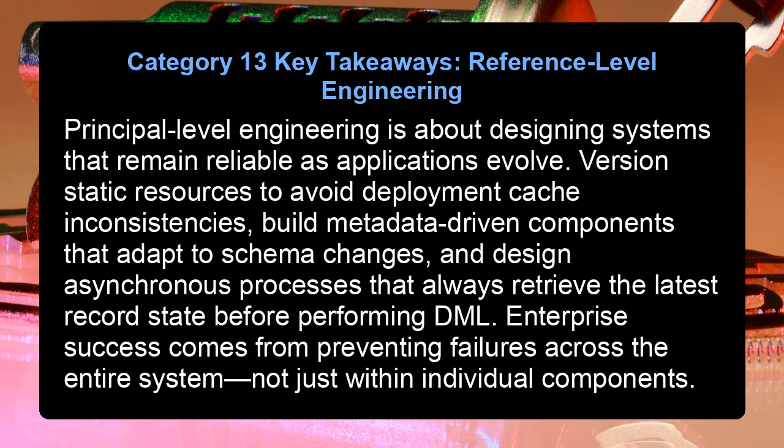Category 13 Key Takeaways. Reference Level Engineering. Principal-level engineering is about designing systems that remain reliable as applications evolve. Version static resources to avoid deployment cache inconsistencies. Build metadata-driven components that adapt to schema changes. And design asynchronous processes that always retrieve the latest record state before performing DML. Enterprise success comes from preventing failures across the entire system, not just within individual components.